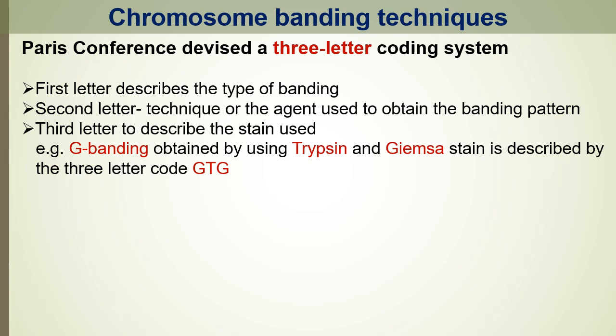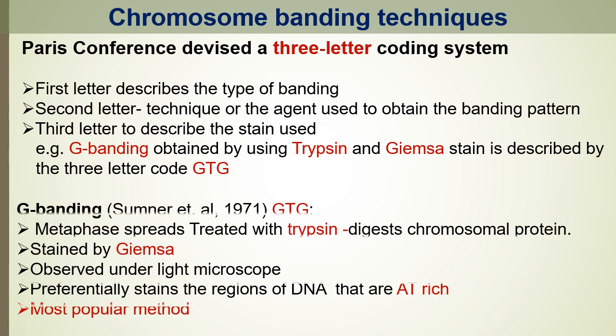Now let us see different chromosome banding techniques. The Paris Conference devised a 3-letter coding system. The first letter describes the type of banding. The second letter describes the technique or the agent used to obtain the banding pattern. The third letter describes the stain used. For example, the G banding obtained by using trypsin and Giemsa stain is described by the 3-letter code GTG.